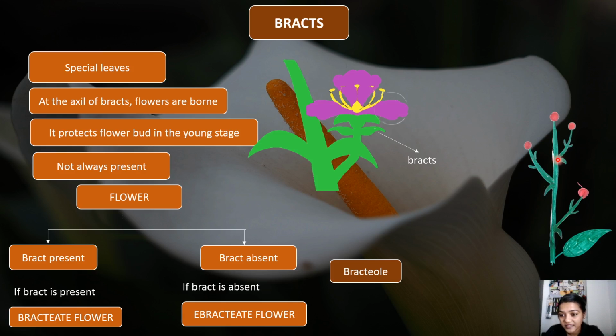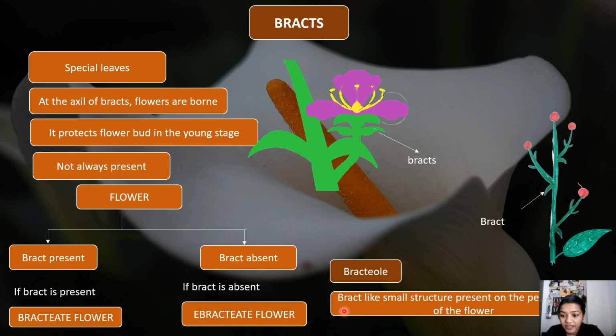This is called the axil, and from this axil the flower grows, right? So this is bract. Now what is bracteole? Bracteoles are like small structures present on the pedicel or stalk of the flower. So from the definition, what we can tell about bracteole is that bracteoles are much smaller structures than bract. So this is bract, right? Now bracteoles are those bracts which are present on the pedicel.